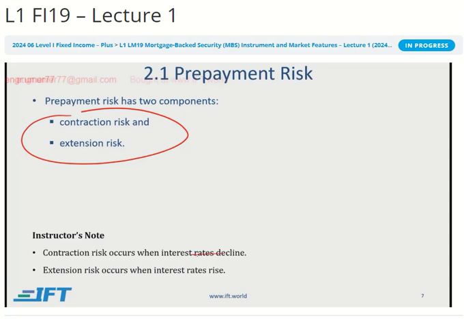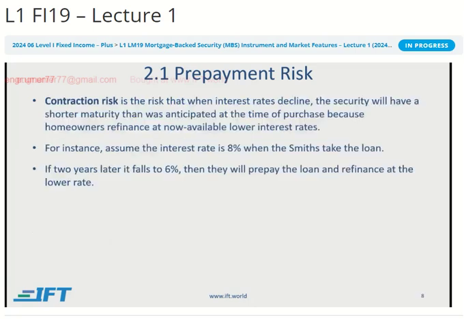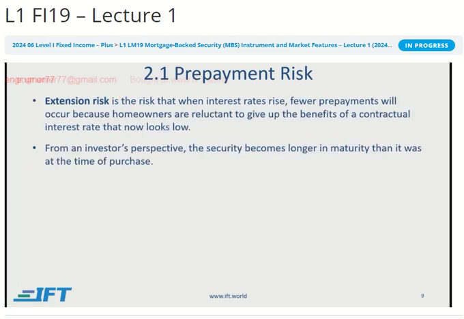Interest rates go down, people will want to prepay and get the financing again at lower rates. So then what you will have is higher prepayment, which leads to contraction risk. And if interest rates go up, then people will want to hold on to those lower rate mortgages, and what you will have is extension risk. Right. So if interest rate is going down from 8 to 6, what we will see is that people will want to get their loan refinanced, and you will have contraction risk. Similarly, if interest rate is going up, then what will happen is extension risk.